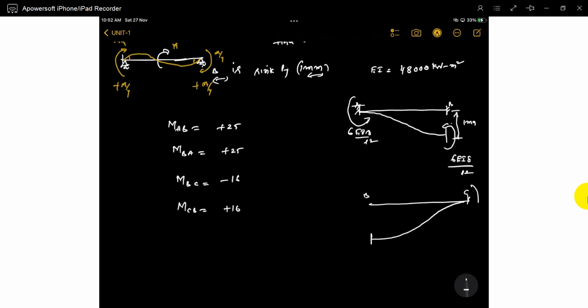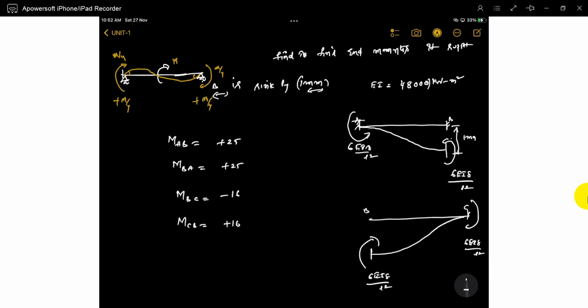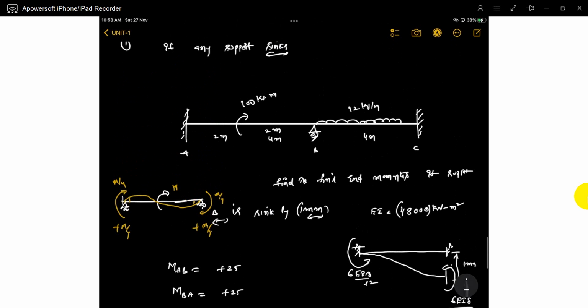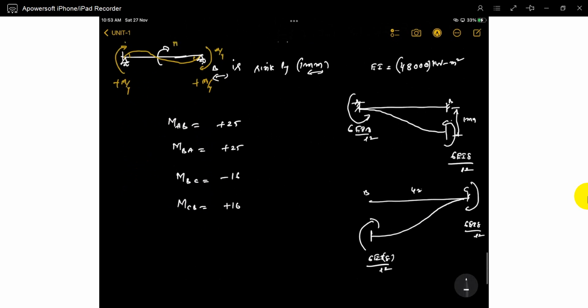So for this, it will happen here. That's it. Na? What is that value? Same. 6EIδ by L square. This is also 6EIδ by L square. So we already gave EI. Delta is also 1 mm. L also, you know, this length is 4 meters. This is also 4 meters. If the length is different, you have to calculate it. Okay. So what is this value?